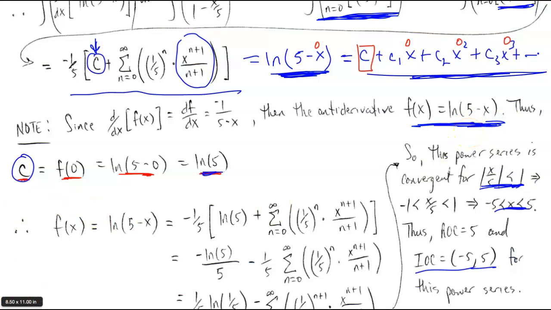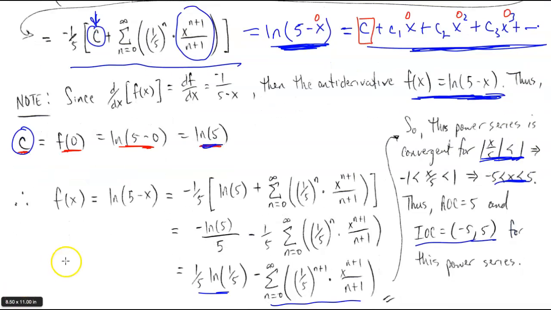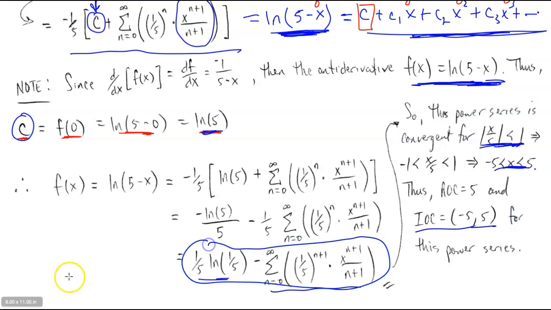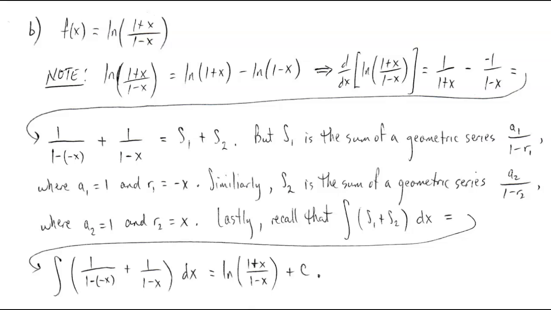Again, this is what the final representation of natural log of 5 minus x would look like. All right, so let's move on to another example. In this next example, we want to express the function natural log of (1 plus x) divided by (1 minus x) as a power series.